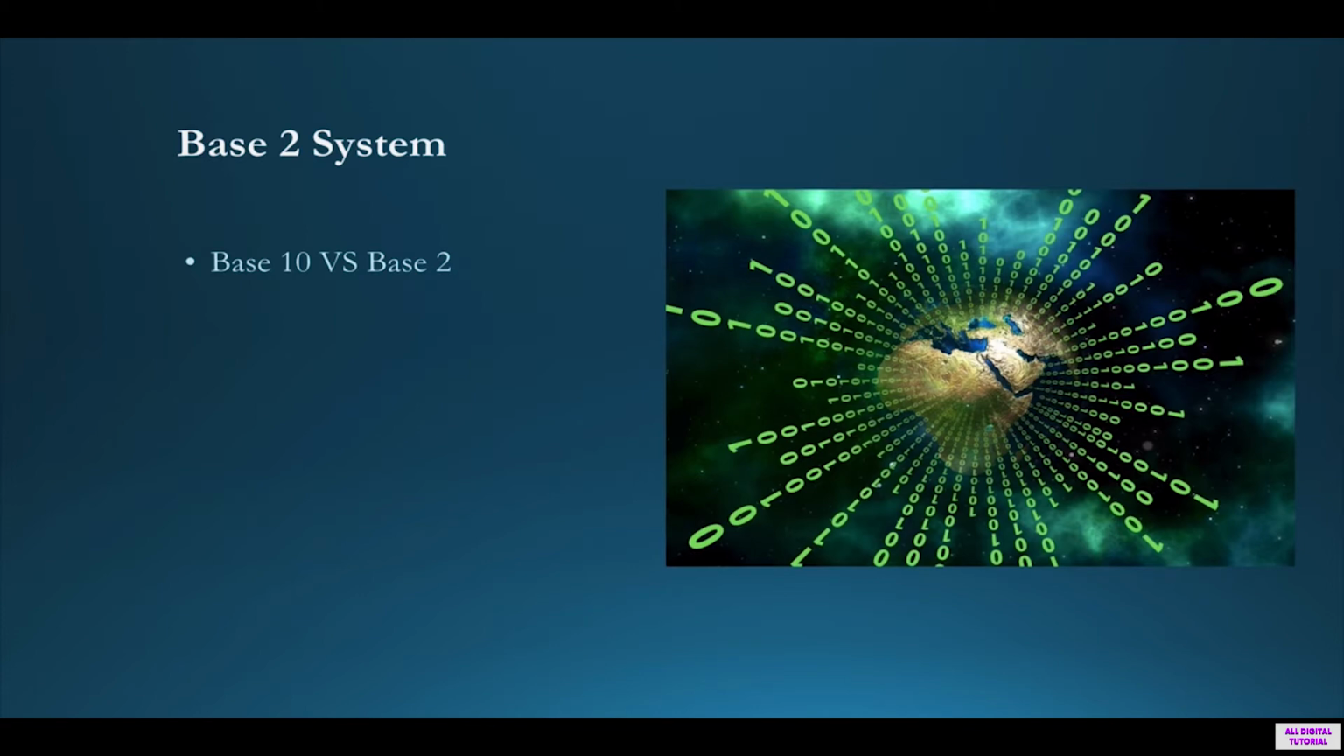So let's see, what is this system? What is the binary number? Base 2 is called binary. And base 2 has only 2 options for each digit, 0 or 1.